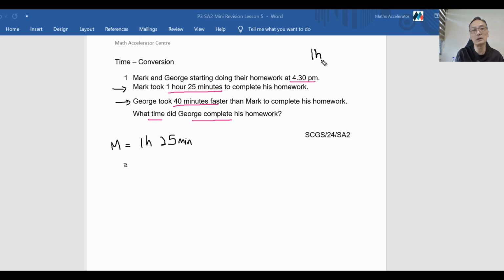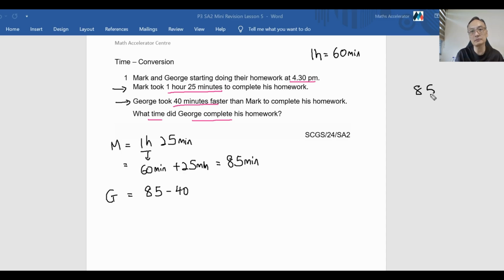Okay, we know that 1 hour is equals to 60 minutes. So we convert this into 60 minutes. Then we add to the current 25 minutes. And we will get 85 minutes. So now we can calculate how long did George take to complete. 40 minutes faster means we have to subtract 40 from 85. So 85 minus 40. Let's work out at the side. And we arrive at 45 minutes.